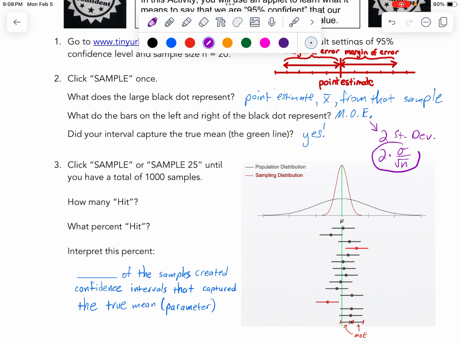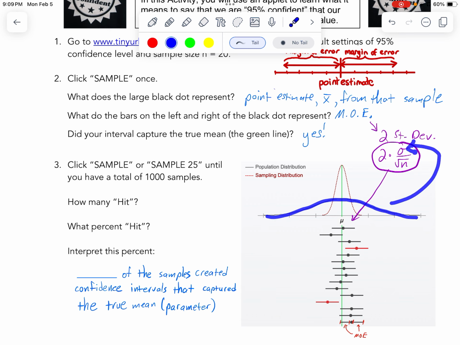And all of your samples have the same n, the same sample size, and they all have the same standard deviation. The black curve is where we get sigma from. That's the population, and it has a sigma, a standard deviation. So what I'm trying to say here, and very long-winded, is the length of these intervals all match because this is the same for every single one.